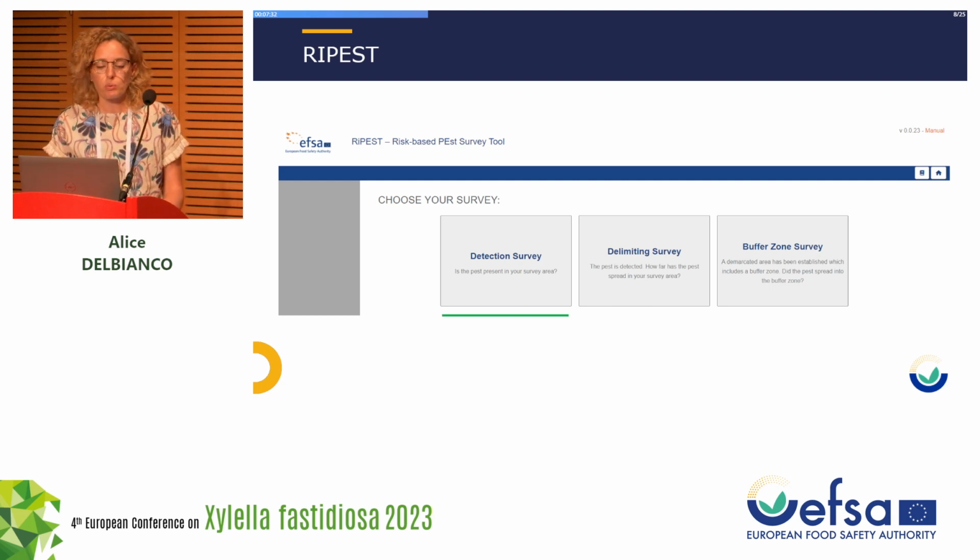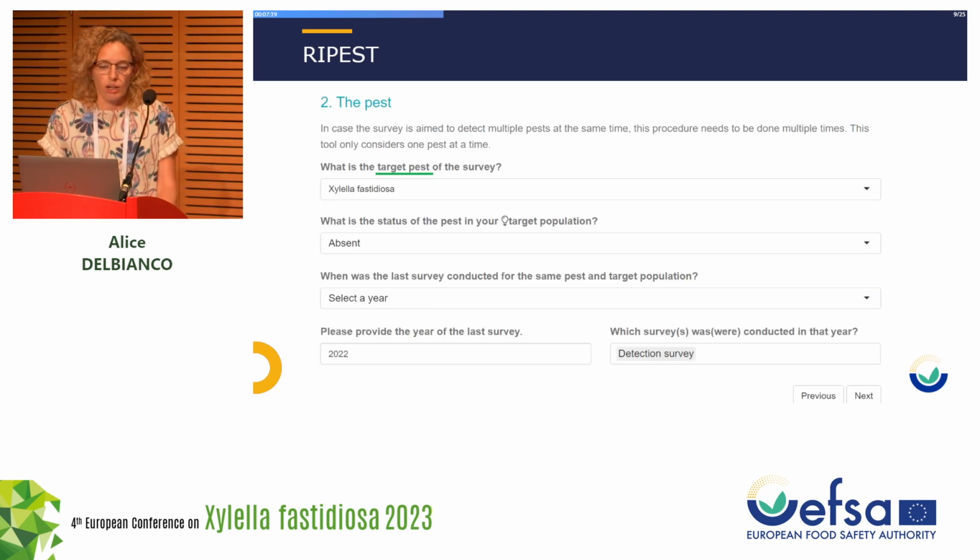So imagine we want to plan a survey for Xylella. We have first to choose between detection, delimiting, and buffer zone surveys. In this case, I choose detection survey. The second step is to choose the pest. In this case, of course, it is Xylella, but RIPEST works for any quarantine pest. So you can also add additional information on your pest, for example, the status of the pest in the target population and when you have conducted the last survey in the same target population.